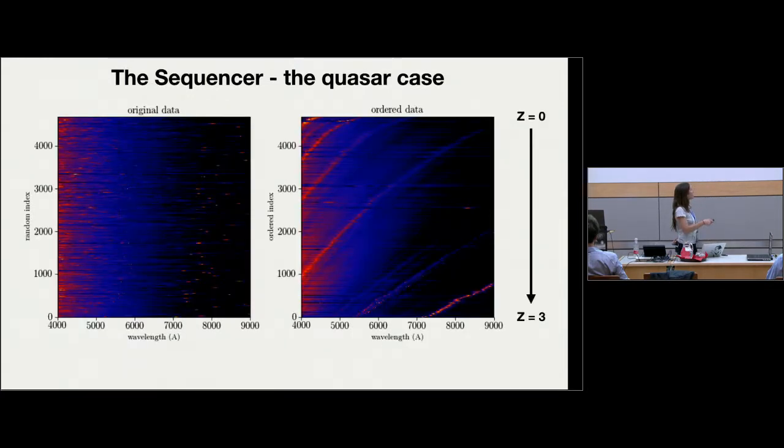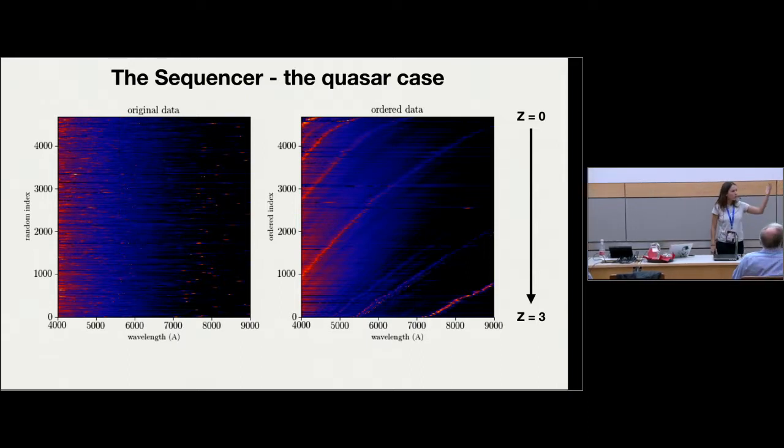What you can see here on the left, again, is this box plot I've shown you before. Every row represents a quasar spectrum, where black is low flux, yellow is high flux, and this is the input. The output is what you're seeing here. So you can see that the sequencer found the redshift sequence. Basically, emission lines move across this image, and they do that because of the redshift, basically.